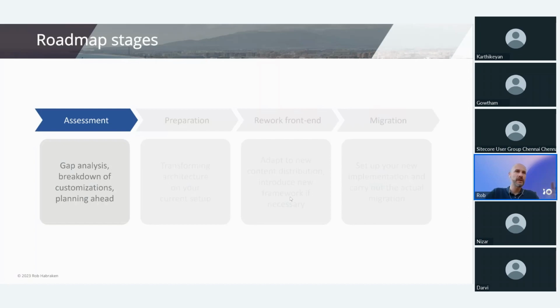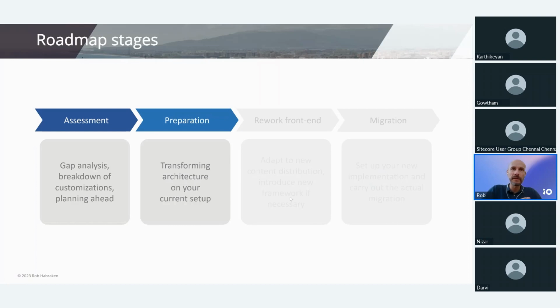It all starts with the assessment. You need a gap analysis of what the differences are, a breakdown of your customizations because they might not apply anymore, and you need to plan your migration. Then you're going to prepare by transforming the architecture of your current setup. So what that means is that you're going to change the things that are not compatible, but you can do that when still on your current setup. You don't actually have to migrate first, or maybe you don't want to do that first.